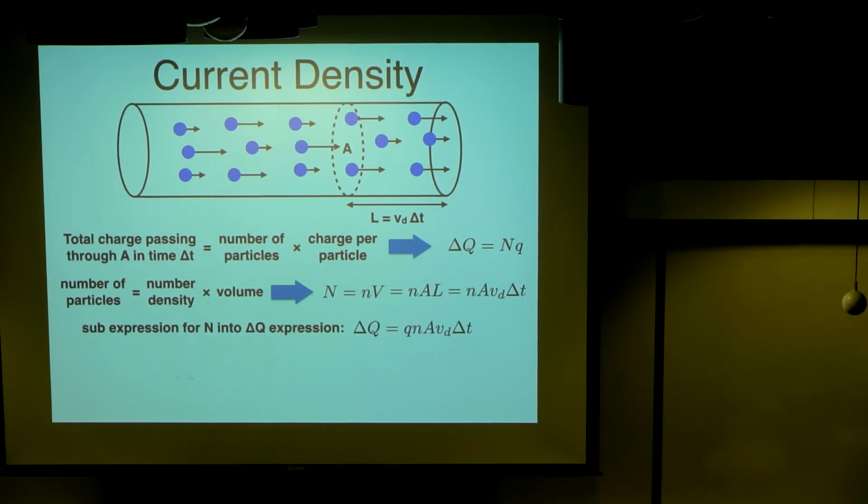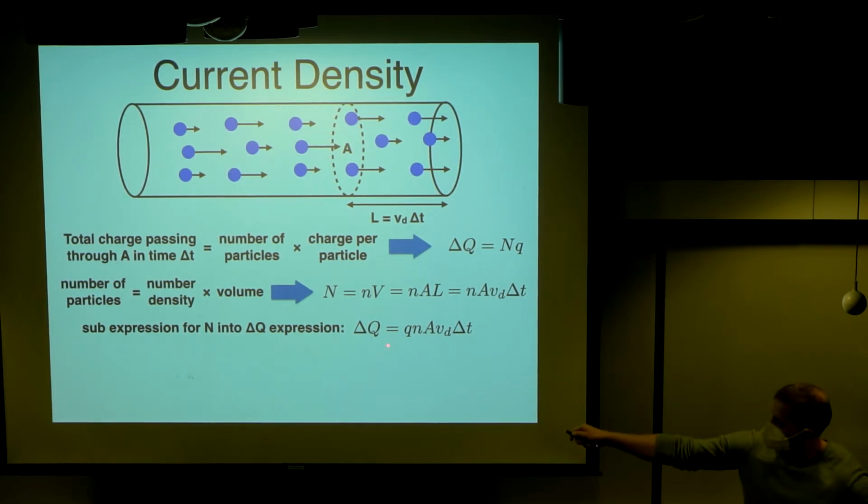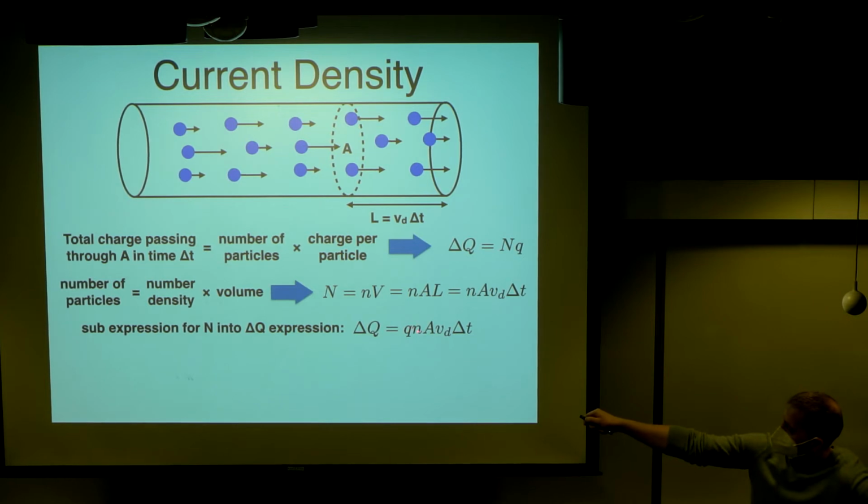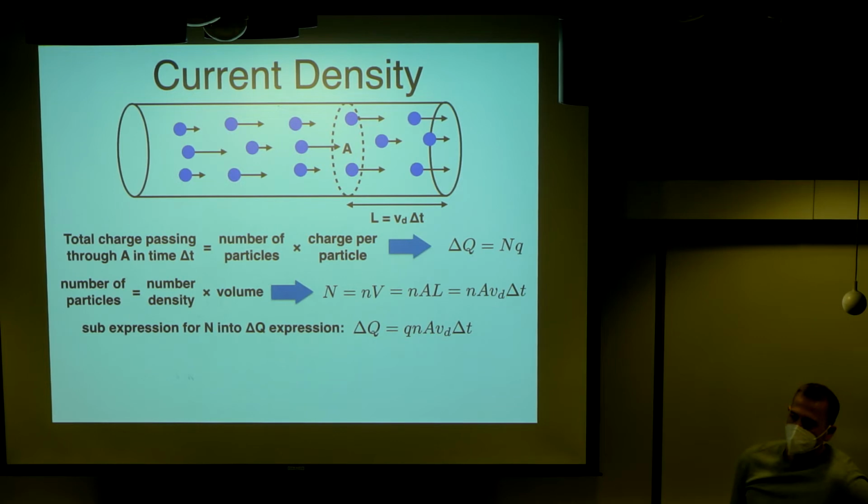So here's what's next. Just a simple substitution of the capital N formula in our delta Q formula. So we have delta Q is capital N times lowercase q. So basically this whole expression here times lowercase q. Remember, lowercase q is the charge that each one of these particles has. So we have delta Q is lowercase q, lowercase n, A, vd, delta t. It's kind of a lot going on there, but remember what all these things mean.